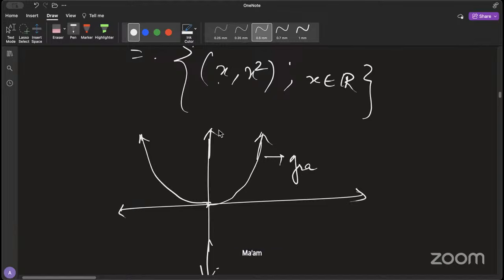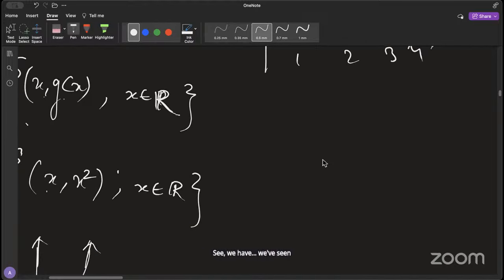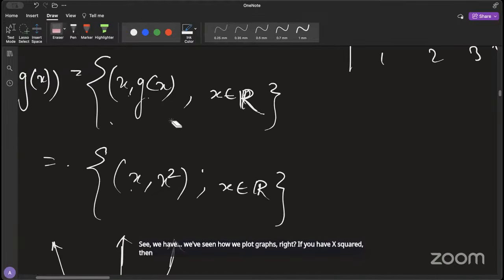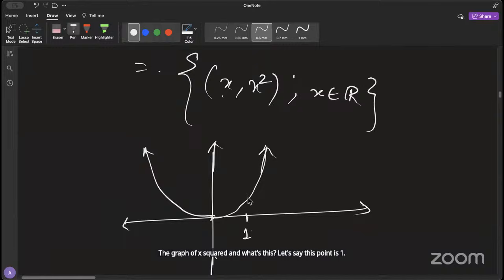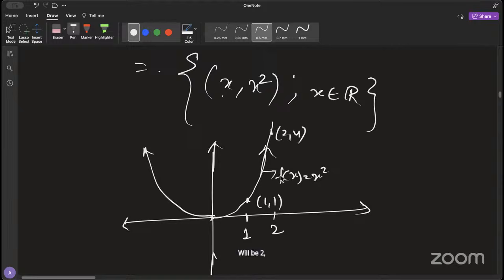Ma'am, could you please explain this one thing again? See, we've seen how we plot graphs, right? If you have x squared, then the graph of x squared looks like this. So this is the graph of x squared. Let's say this point is 1. Then what is the point right above 1 on this graph? If this is the graph of f(x) equals x squared, then this point is (1, 1), right? Now if I have 2 here, then this point will be (2, 4).